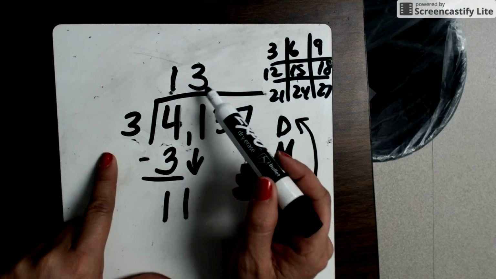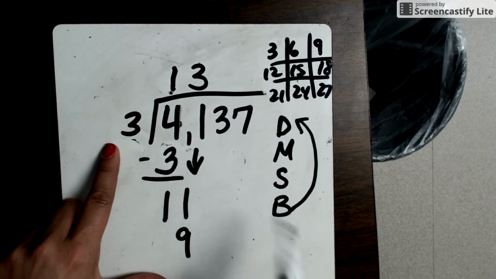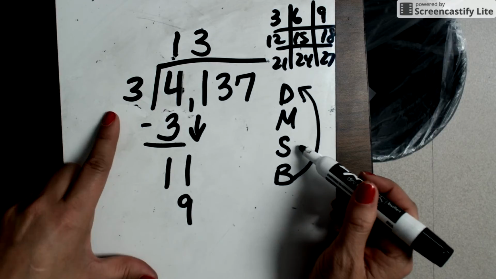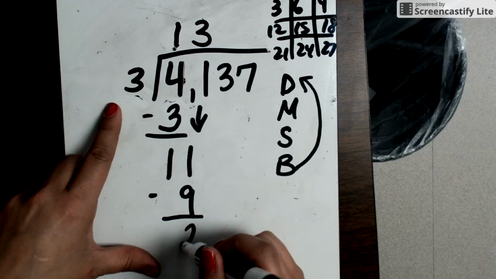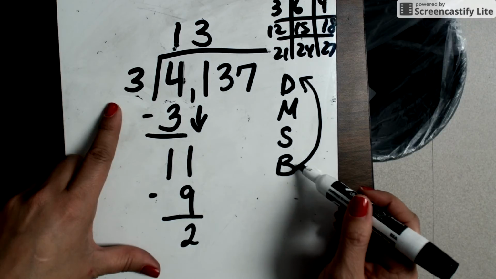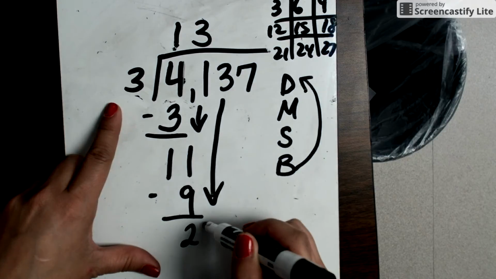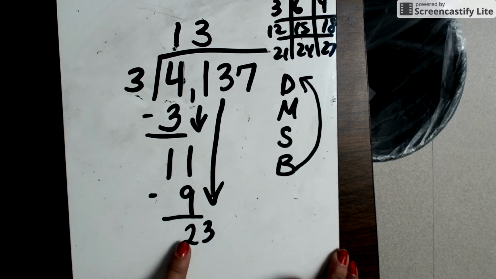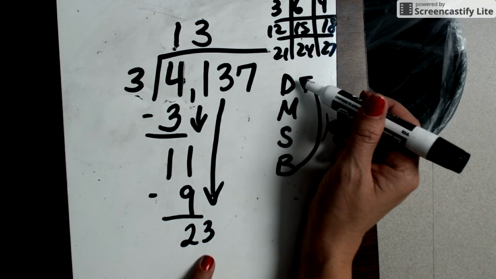Now I'm going to multiply the 3 I just wrote down in the quotient with the divisor. 3 times 3 is 9. Then my next step is to subtract those two numbers. 11 minus 9 is 2. Then my next step is to bring down the next digit in the dividend. I have a 3, so I'm going to bring down my 3. And now I have made a new number, 23. So now that means we start back up at the top, dividing again.